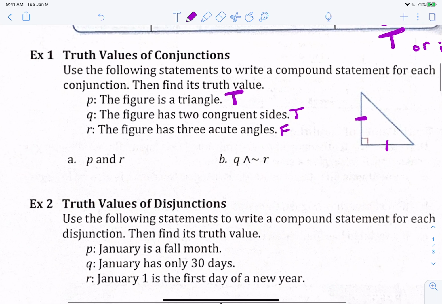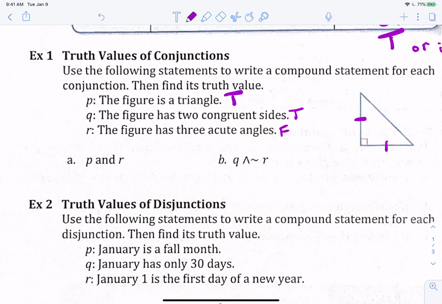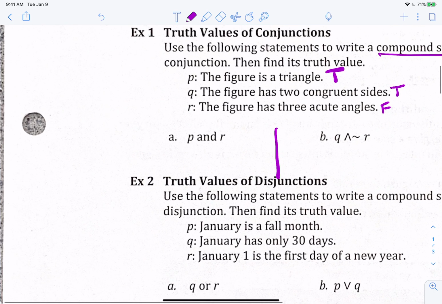Okay, so P and R. It says use the following statements to write a compound statement for each conjunction, then find its truth value. So P and R. All right, I'm going to write out P and R. I'm going to put a little line so I don't get into B's area. P: the figure is a triangle.